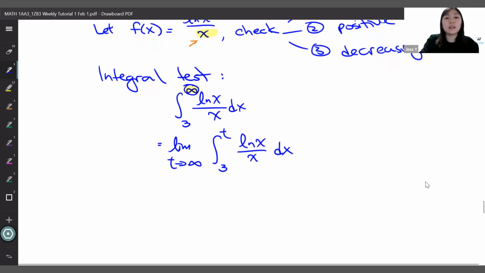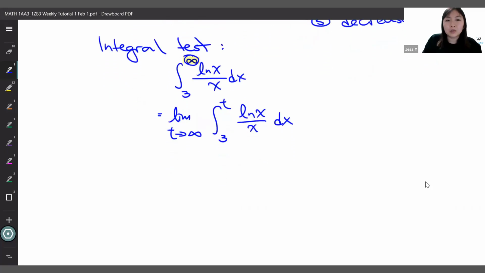Now let's go through some integration. Normally I would let you try this, but just for time's sake, I'm so sorry. The first tutorial is a little bit more rushed because I want to make sure we're catching up so you can do your assignments. If you struggle with integration, message me. I will go through them with you, okay?